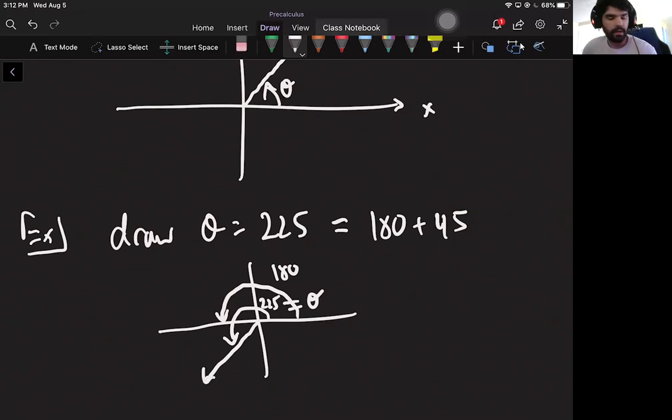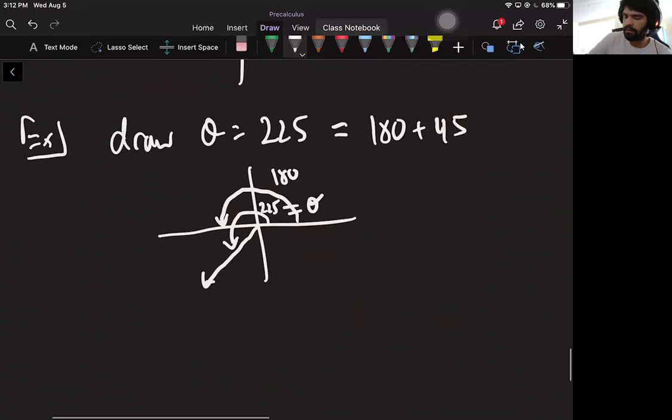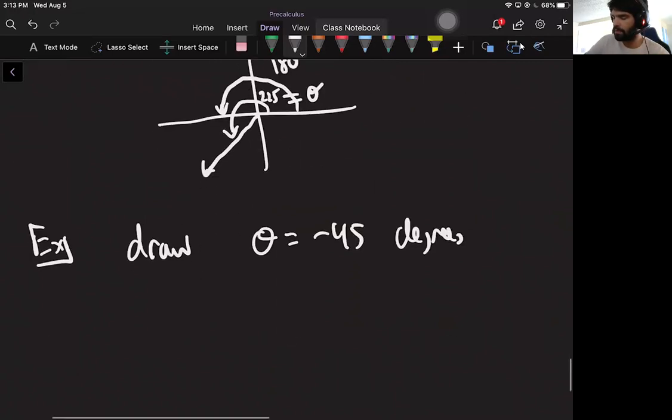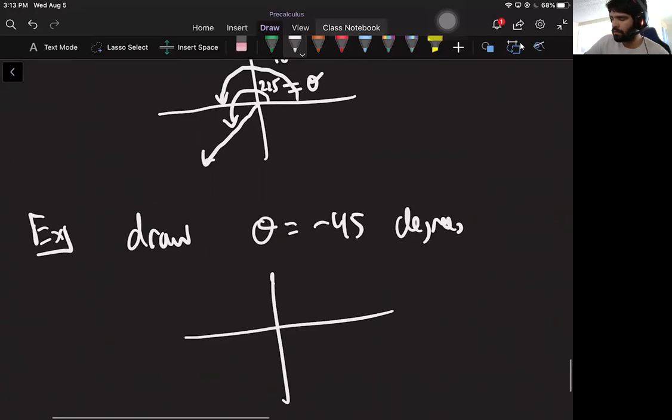Okay, and then again, we can go in the negative direction. So if I said draw negative 45 degrees, that would mean draw this one here. Halfway down to negative 90. This would be negative 90 if you went all the way like that.